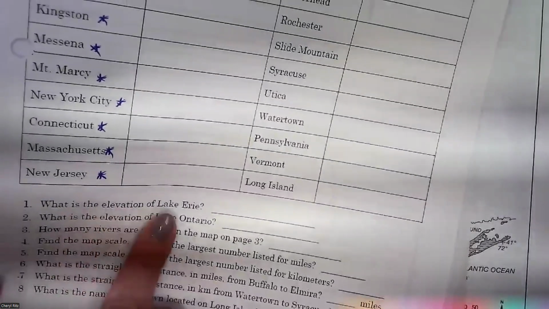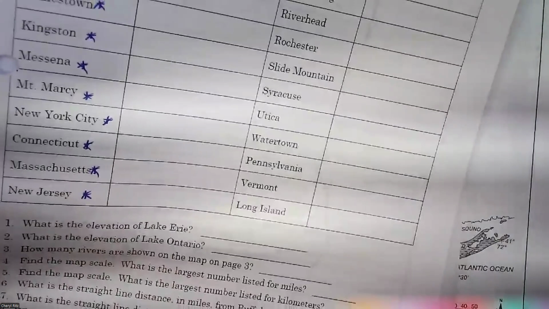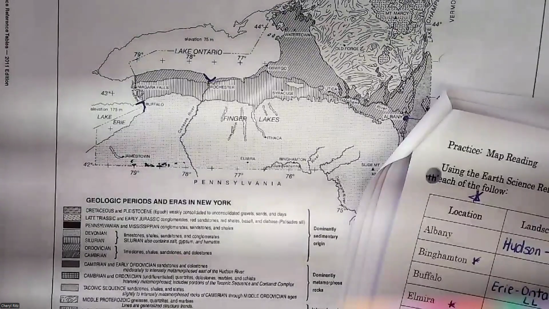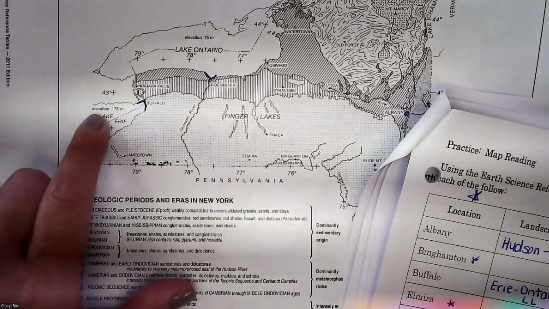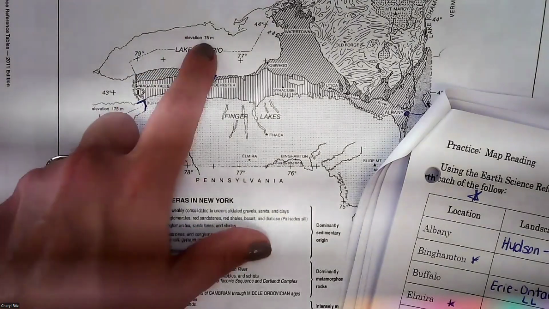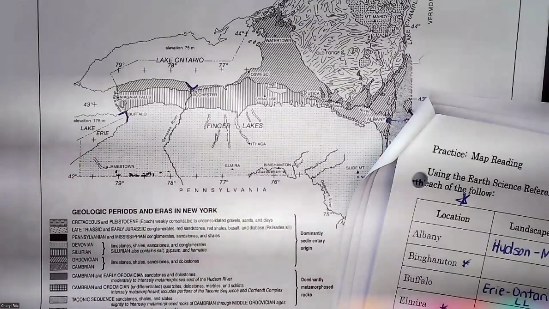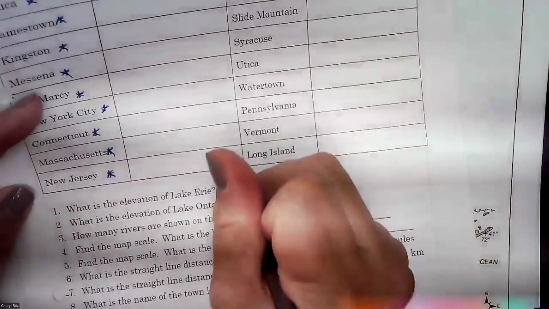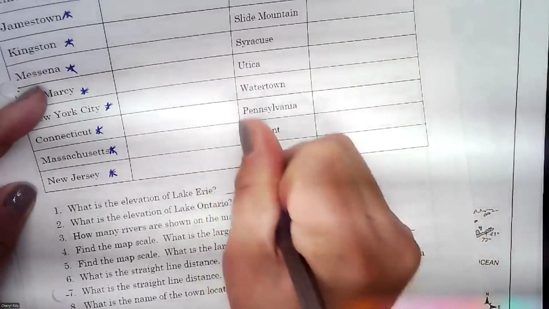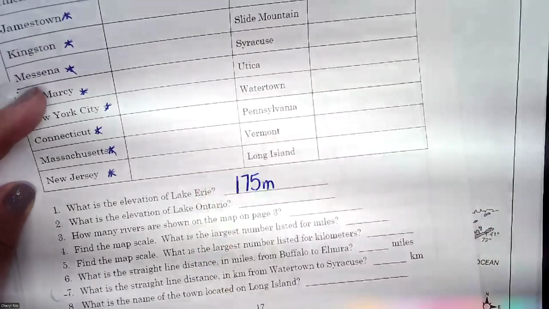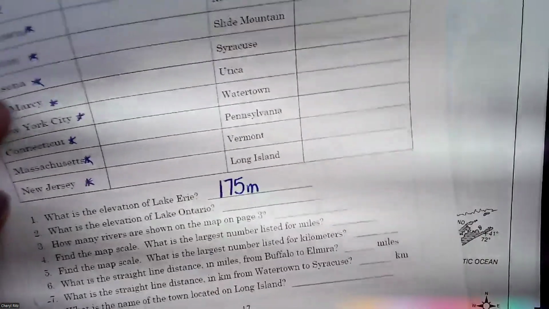We already talked about the elevation marks on Lake Erie and Lake Ontario. Can you guys find them and fill them in? Not latitude, the elevation. Lake Erie and Lake Ontario are the only places that mention elevation. So Lake Erie, what do you got for Lake Erie's elevation? 175, and those are meters, and that means meters above sea level.